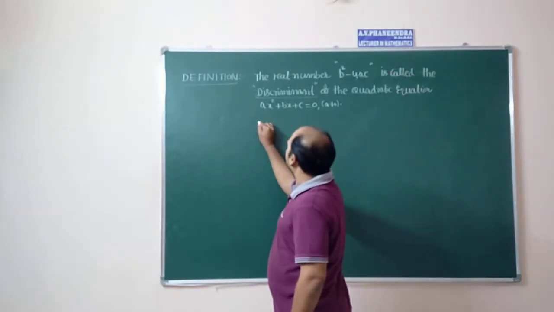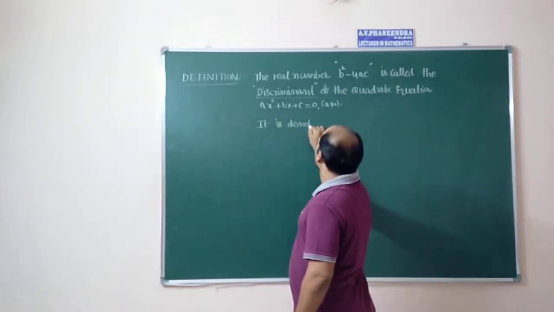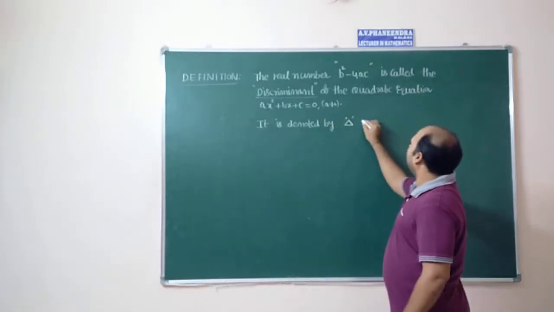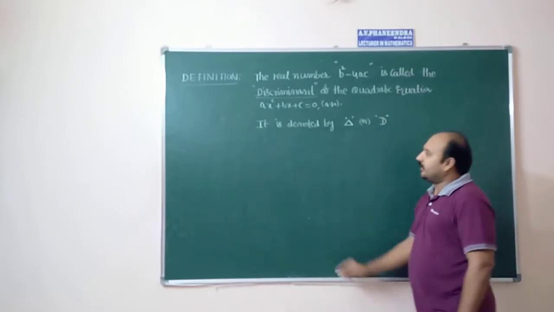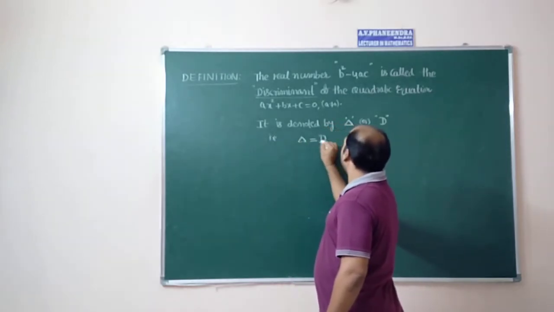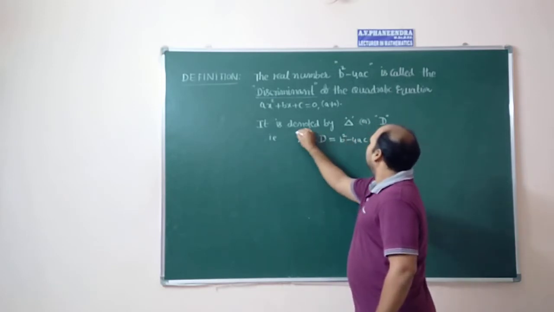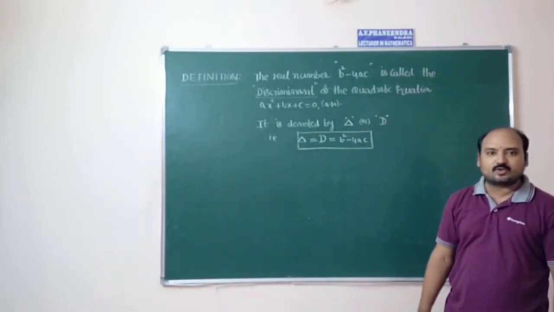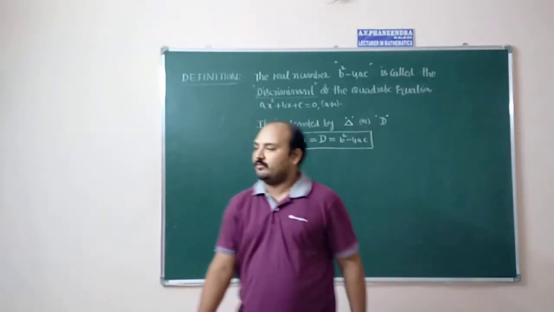It is denoted by delta or capital D. That is, delta equal to capital D equal to b square minus 4ac. This value is called the discriminant of the quadratic equation ax square plus bx plus c equal to 0. We take one example.